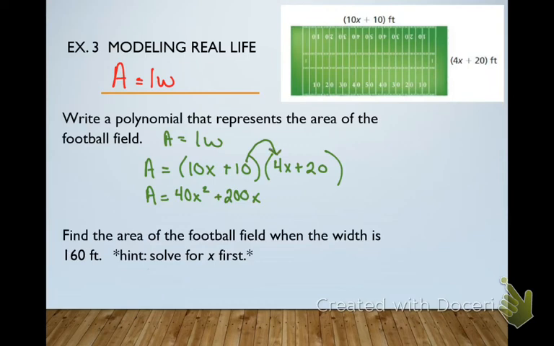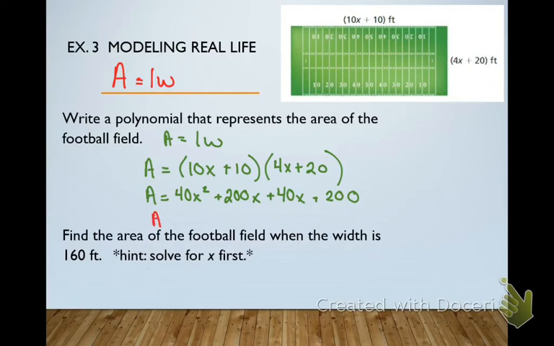We need to now multiply our inner terms. 40x. And what's 10 times 20? 200. Multiply the leading digits and add your zeros. But is this my final answer for area? Is everything combined that could be? No. What can I combine together?